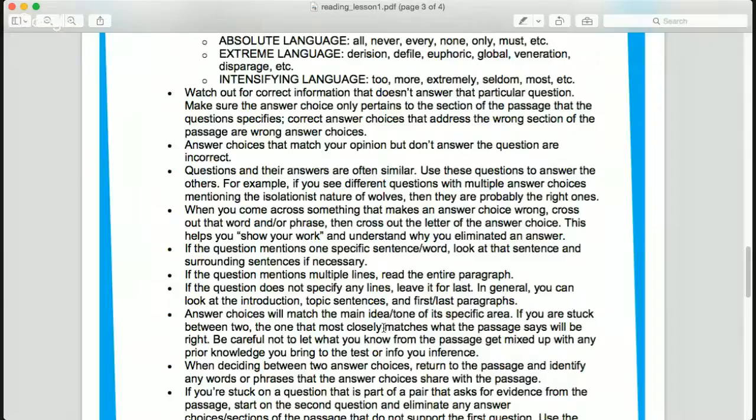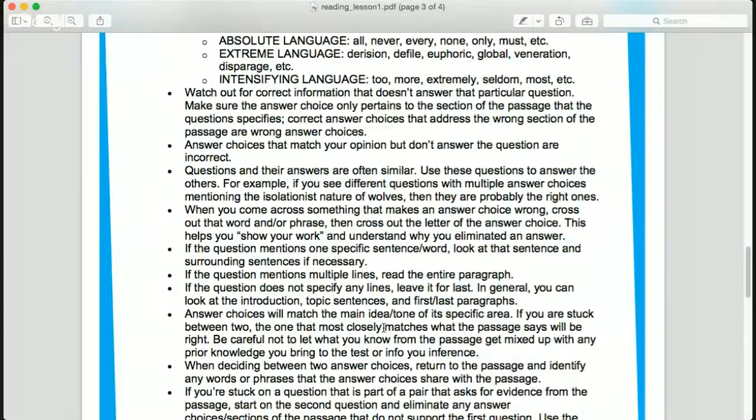If a question mentions multiple lines, read the entire paragraph. Again, this is just for context. You really, really need context if that message isn't clear enough already. If the question does not specify any lines, leave it for last. In general, you can look at the introduction, topic sentences, and first and last paragraphs.